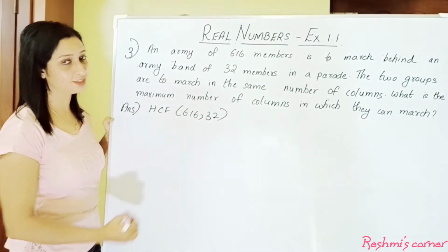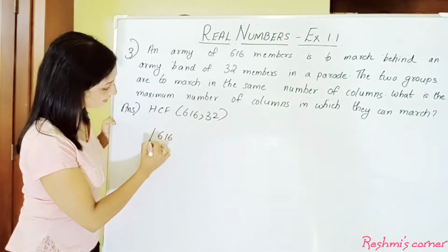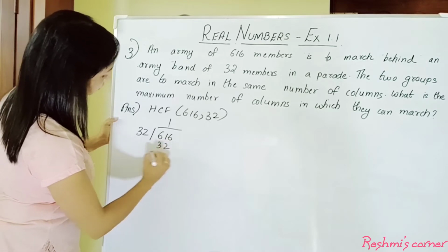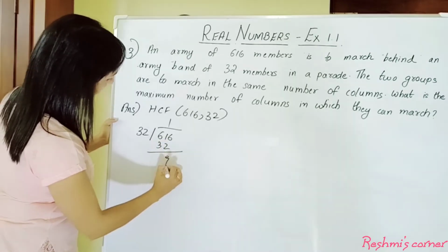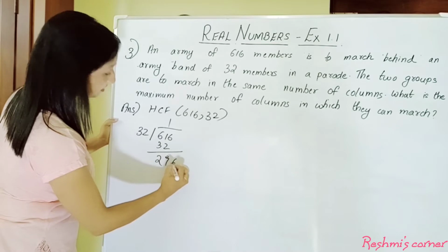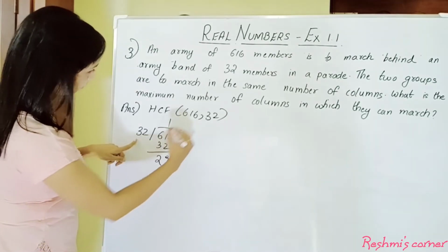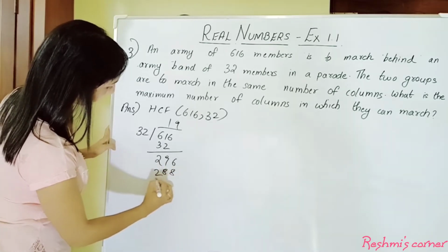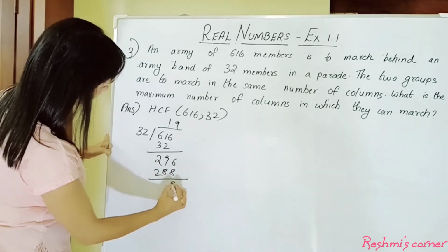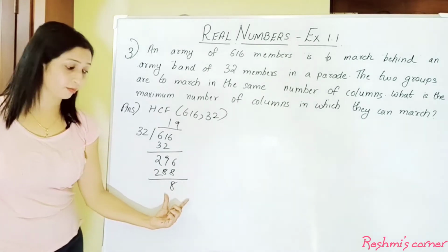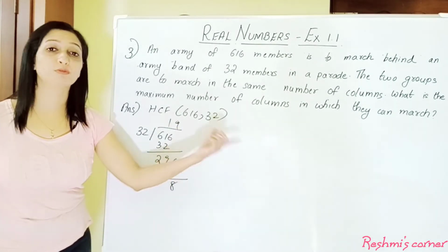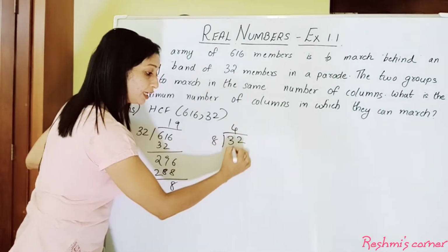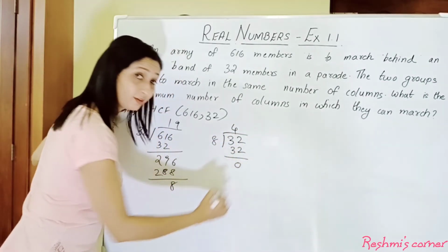So let's start our division. 616 divided by 32. 32 ones are 32. We get the balance 29. I take the 6 down. So 32 nines are 288. I get the balance 8. So here I haven't got the remainder 0. So I need to perform the division again. So again 32 divided by 8. 8 fours are 32. I get the remainder 0.